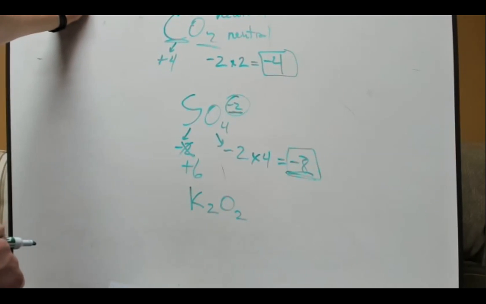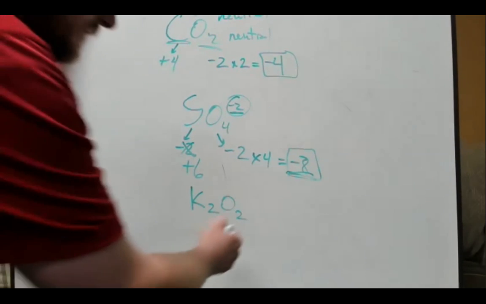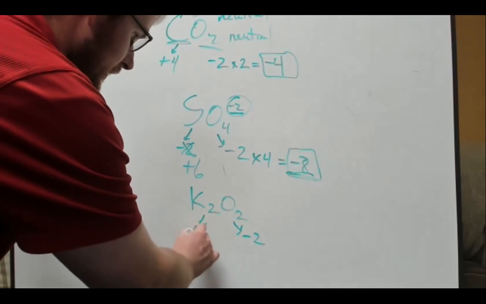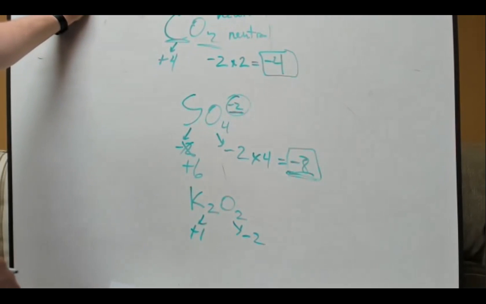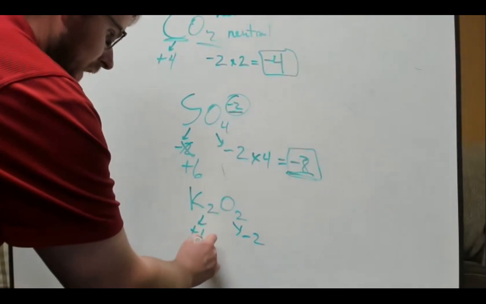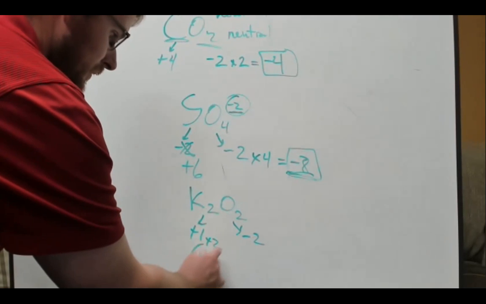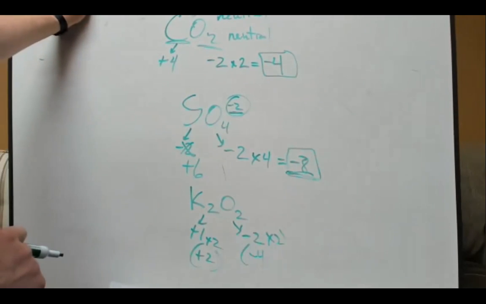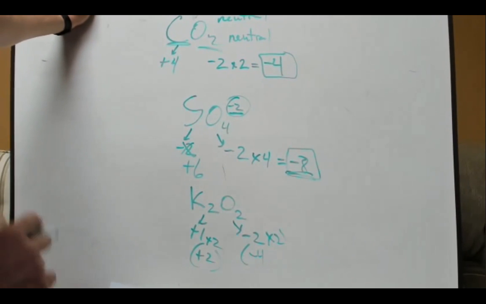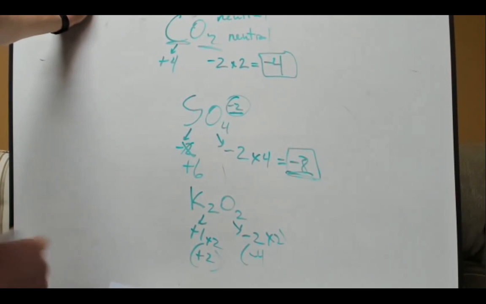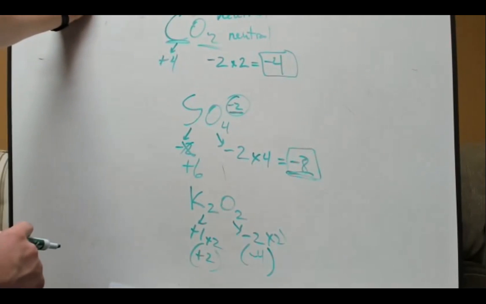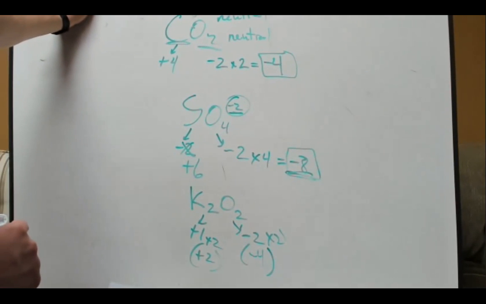And based on the previous examples, our first inclination is to make this -2 and this +1, because potassium is always +1 times 2. This is going to be +2, and this is going to be -4 because we multiply that by 2. Well, this is a neutral compound, excuse me. So +2 -4, oh, there's a -2 charge.